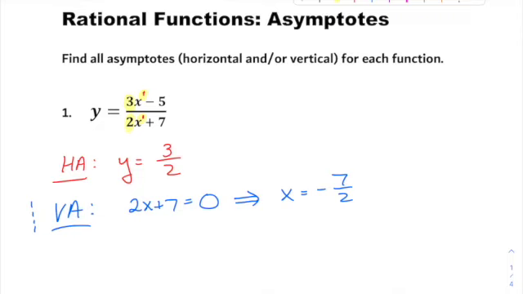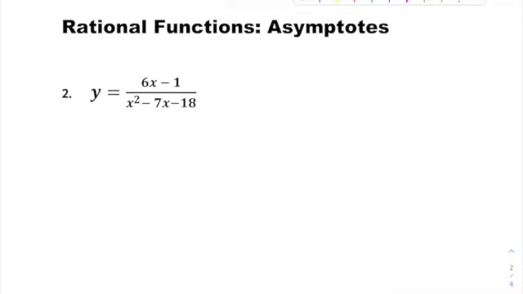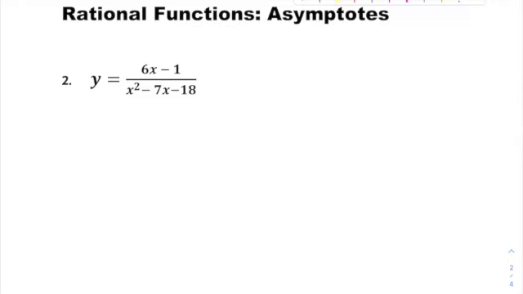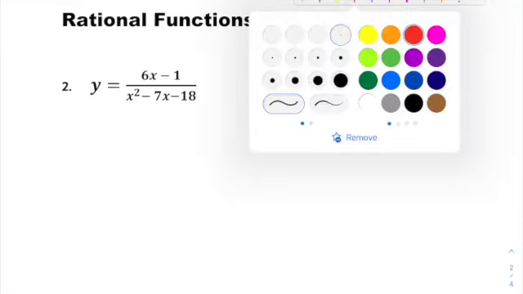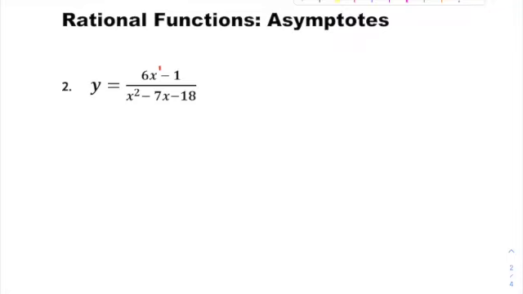So this horizontal asymptote was because the degree of the numerator was equal to the degree of the denominator, and so you take the ratio of the coefficients. Now we're going to look at, what about when they're not equal degree? So for example, right here, number 2, you can see right off the bat that the numerator has a degree of 1, that's 6x to the first, and the degree of the denominator is 2. So the denominator degree is greater than the numerator degree.